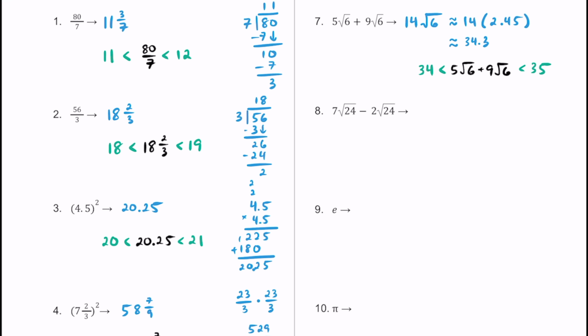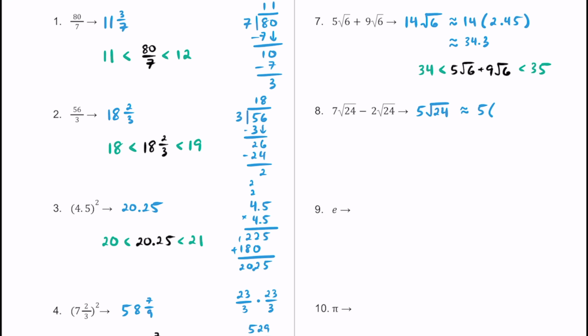For number 8, we have 7 root 24 minus 2 root 24, and since they both have the same radical, we can say 7 minus 2, and that's going to be 5 times the square root of 24. Now the square root of 24 should be a little bit less than 5, so you can either plug that into a calculator or play around with that. I think it's going to be maybe around 4.9 or so.